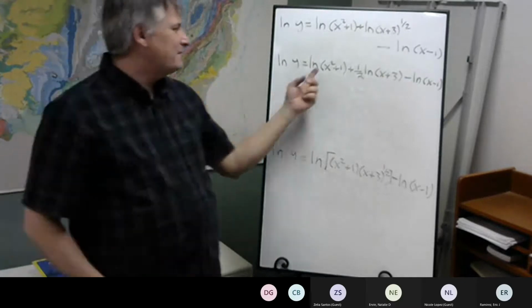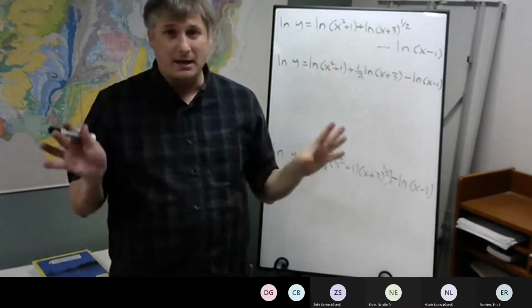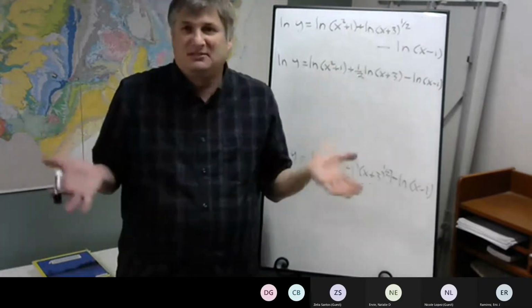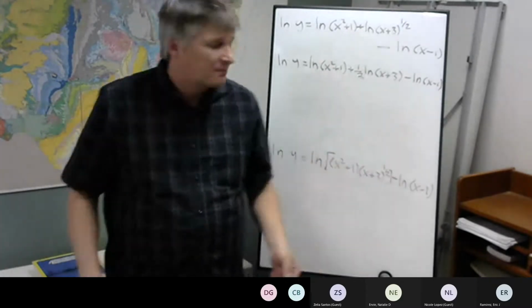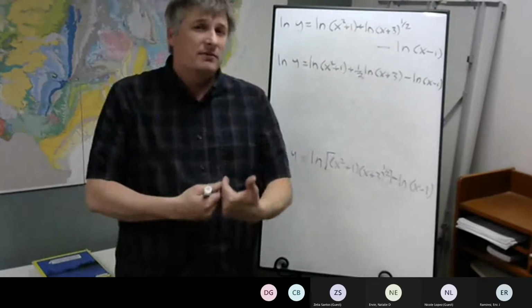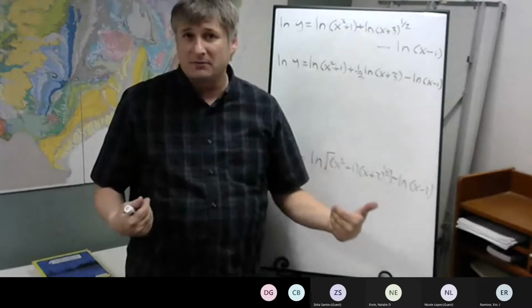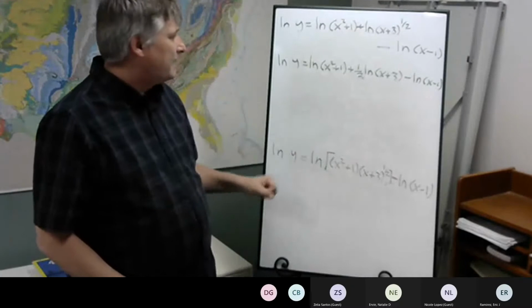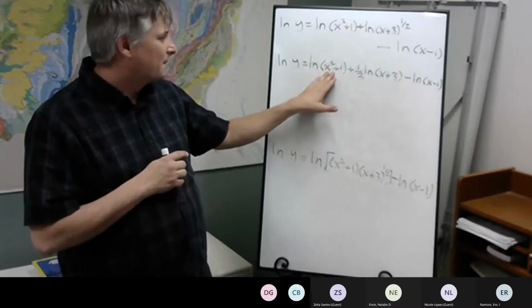So now you might be tempted to do something with this, but you can't. The logarithm of a sum, we're just stuck with it. It's only when you have the logarithm of a product can we break it up into the logarithm of a sum using our logarithm rules. And so this we're just going to leave alone.